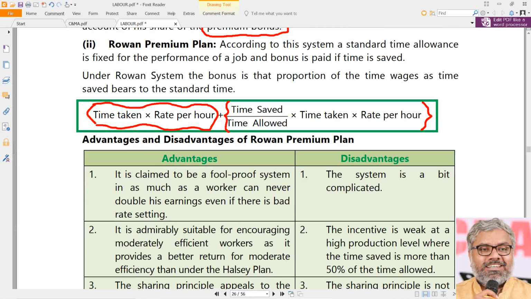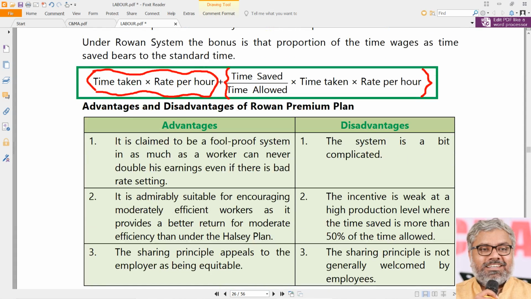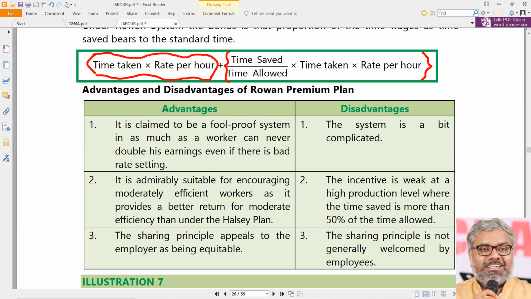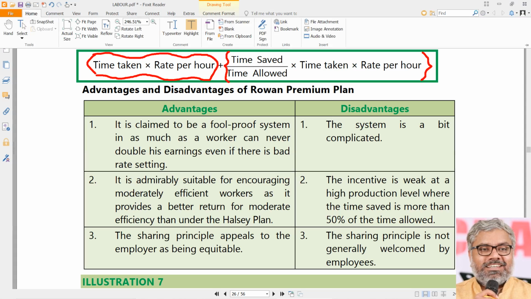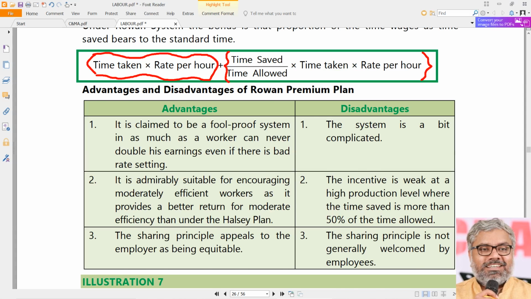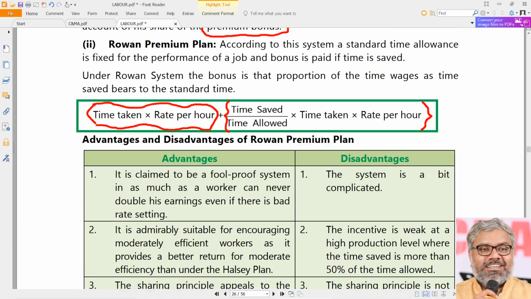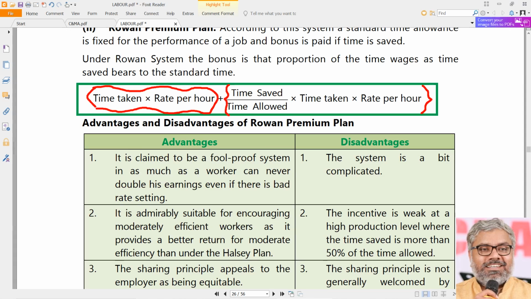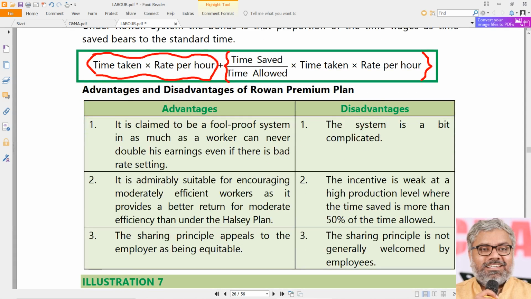Under Rowan plan, what is bonus? Time saved divided by time allowed multiplied with the time taken into rate per hour. So that is the bonus under Rowan premium plan. You should write this formula number of times so that you can remember them and apply them in the solving of problems. Once again, we have to remember that these two are the core aspects of this chapter. Many problems will be asked from these two things, Halsey and Rowan plan.